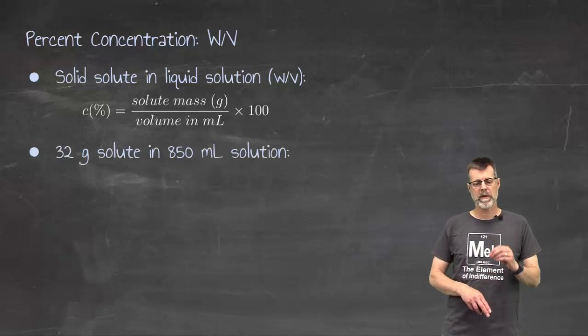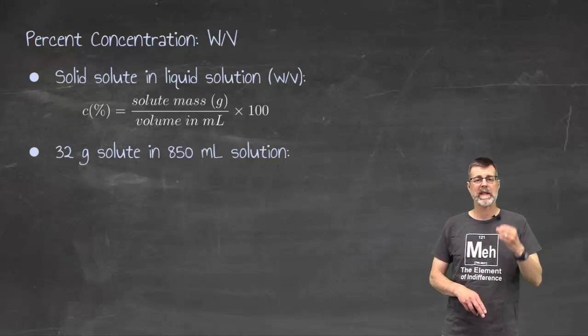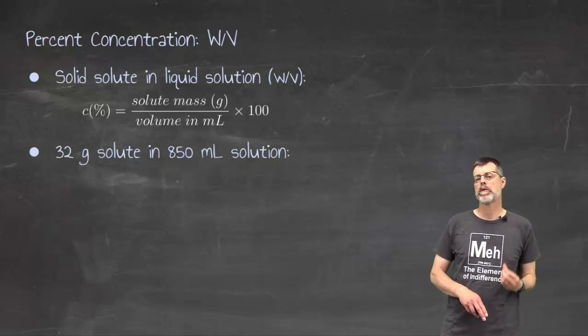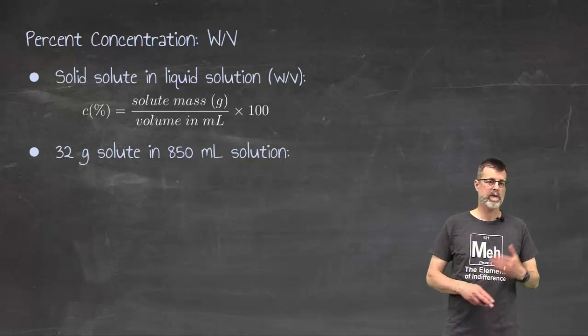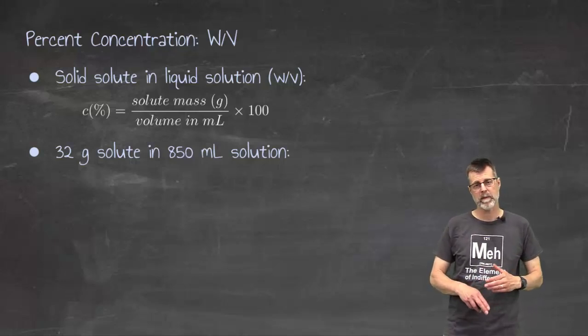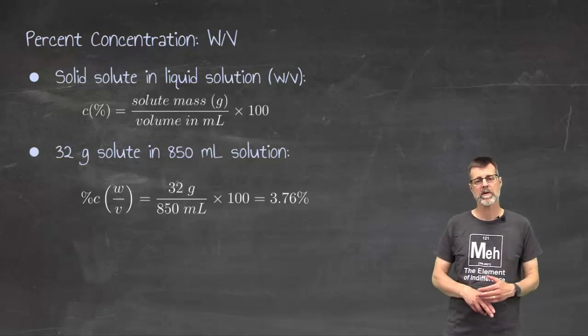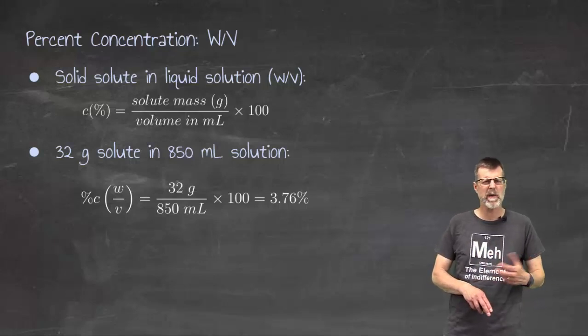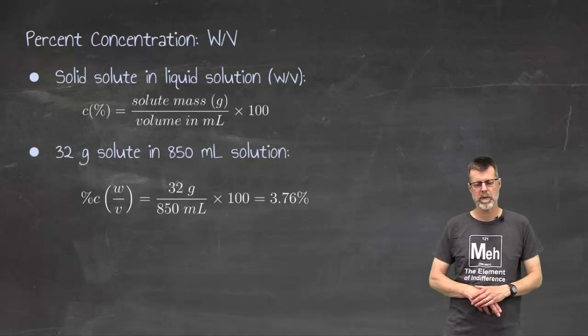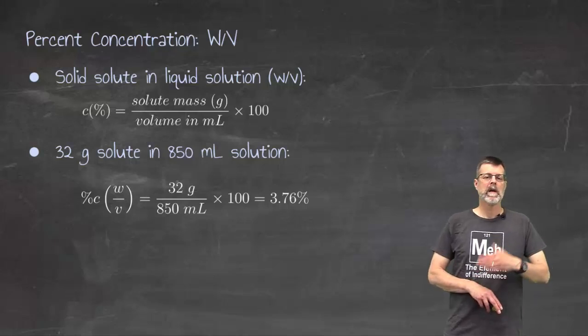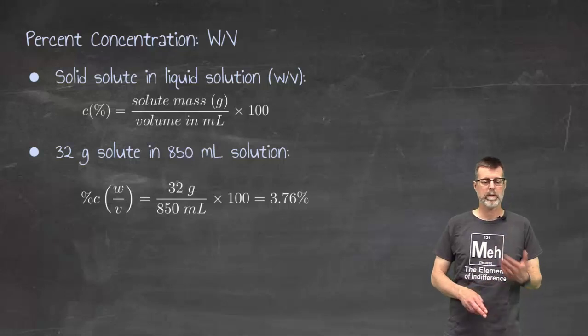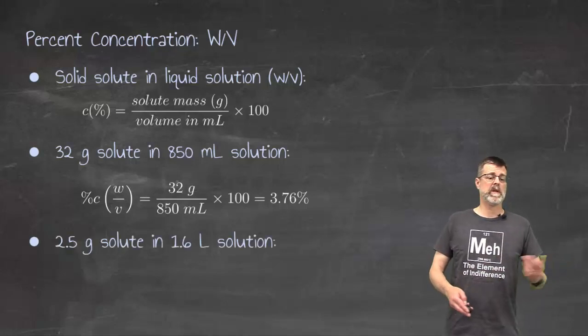Really what you need to be thinking is that percent is the mass in 100 milliliters of solution. So if I take this one, for example, 32 grams in 850 milliliters of solution, and I want to know the percent concentration, I don't have to specify WV. It's sometimes helpful but not required. 32 grams divided by the total volume in milliliters, multiplied by 100, gives me 3.76%. Too easy.